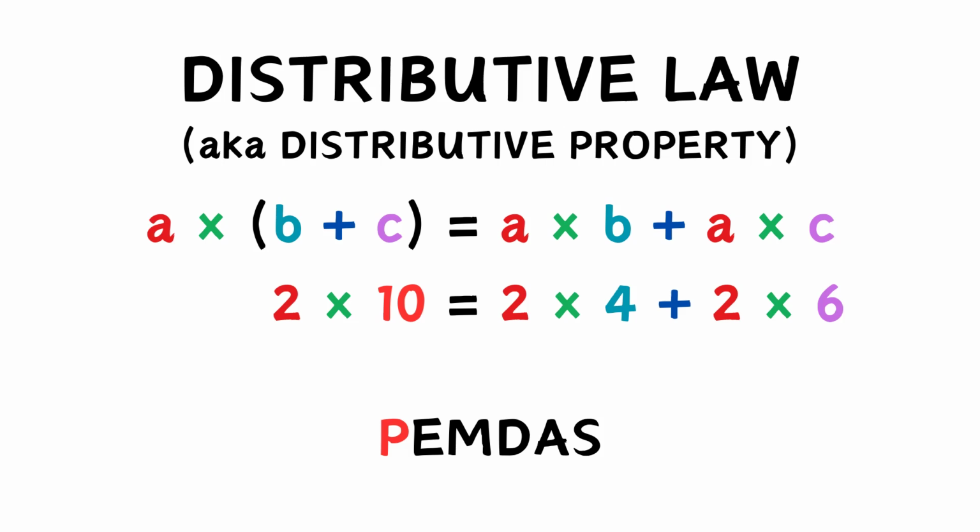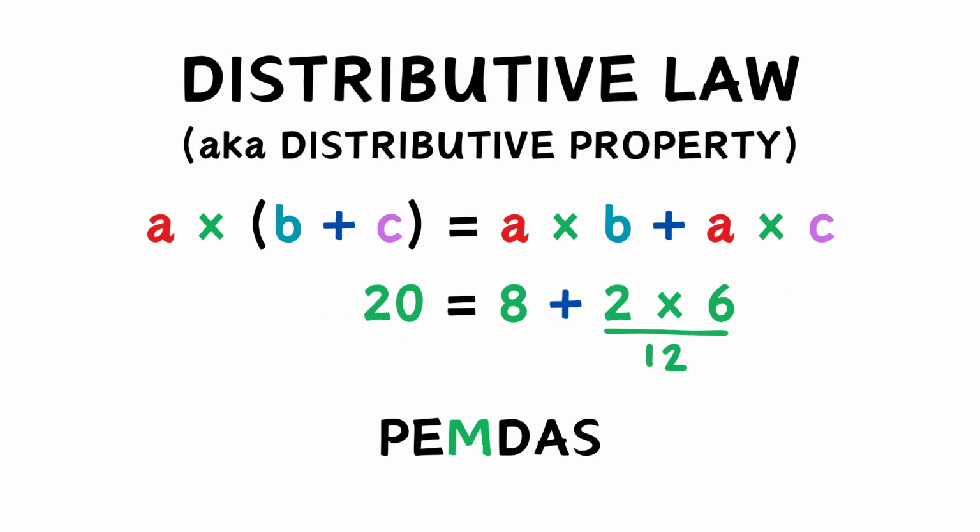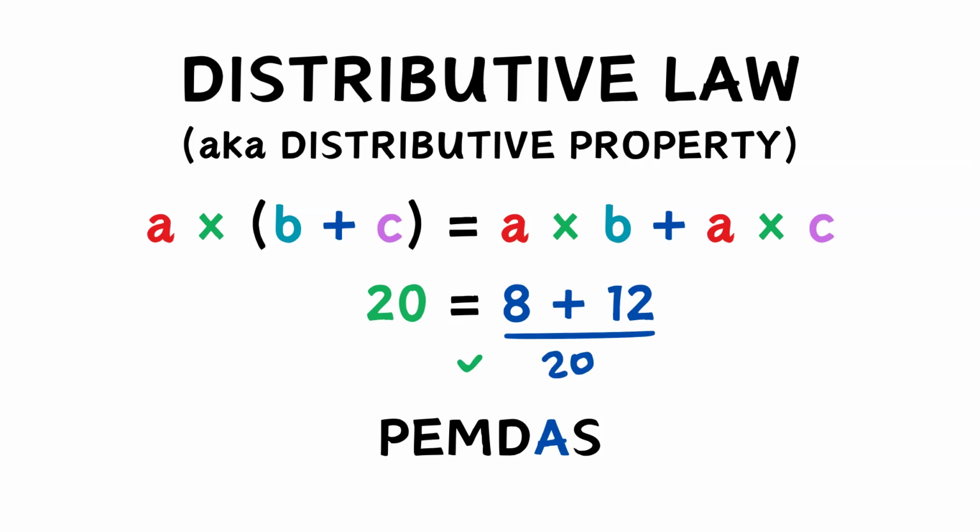Now, according to the order of operations, the next step is to evaluate multiplication. 2 times 10 is 20, 2 times 4 is 8, and 2 times 6 is 12. So now we are left with 20 equals 8 plus 12. And knowing that 8 plus 12 is indeed 20, this equation is true. The distributive property is a powerful tool that can simplify solving equations and expressions.